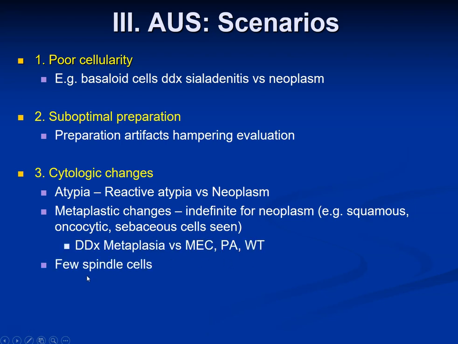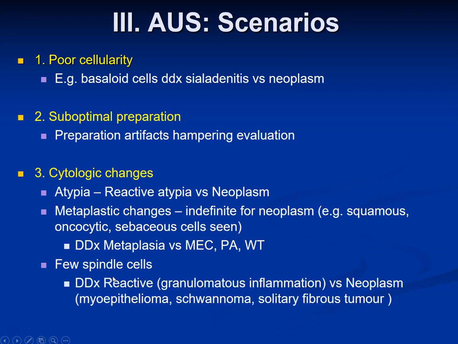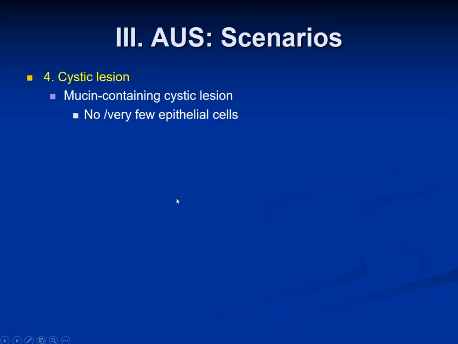If there are few spindle cells seen, again, this is quite difficult because potentially these may be due to perhaps inflammatory conditions, or they may also arise from a neoplasm, such as a myoepithelioma or a schwannoma, etc. Other scenarios would be cystic lesions, and it's very important to recognize the significance of the presence of mucin. In a mucin-containing cystic lesion, the concern is always that it may actually represent a low-grade cystic mucoepidermoid carcinoma. So even if there are very few epithelial cells, the authors encourage these types of lesions to be classed as AUS.